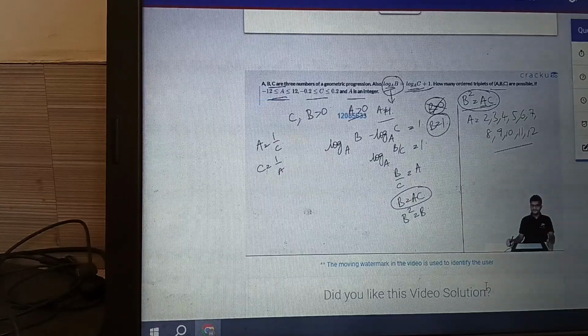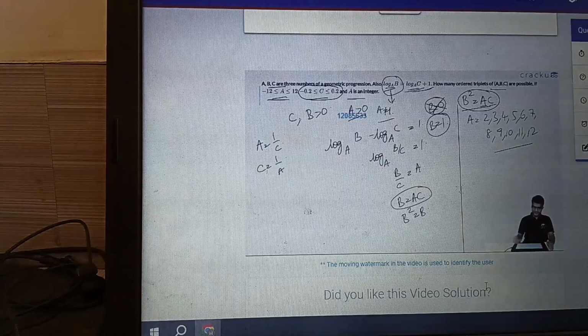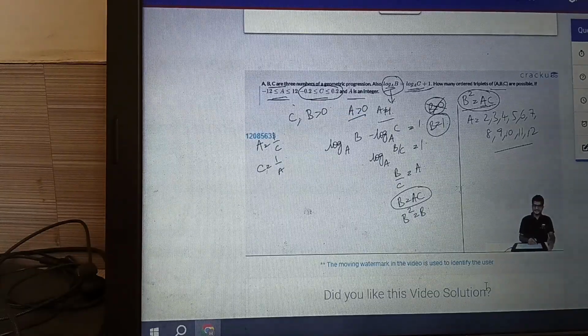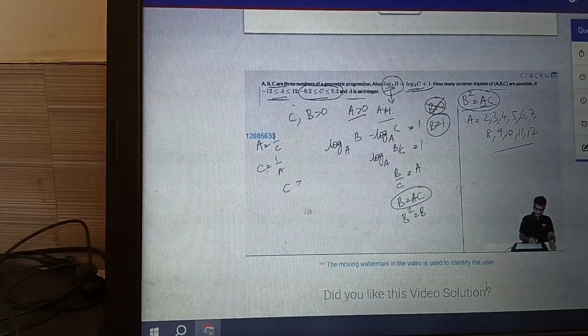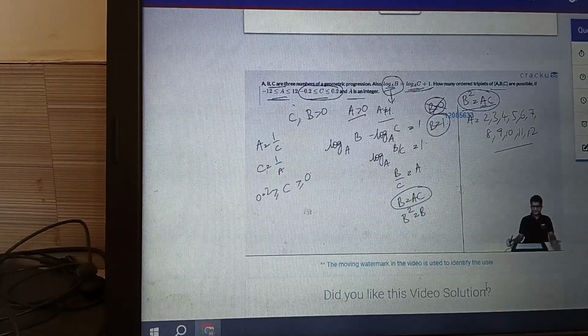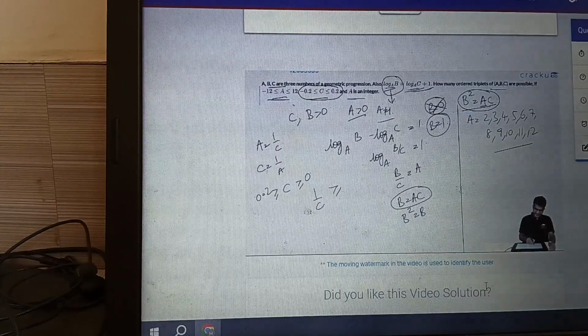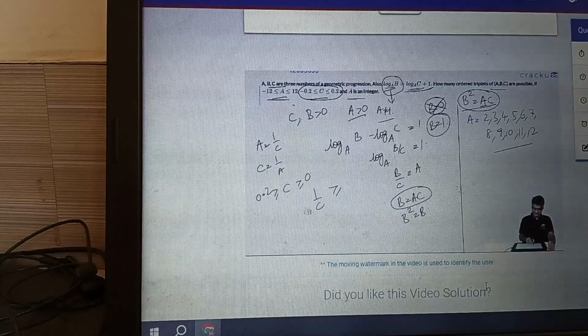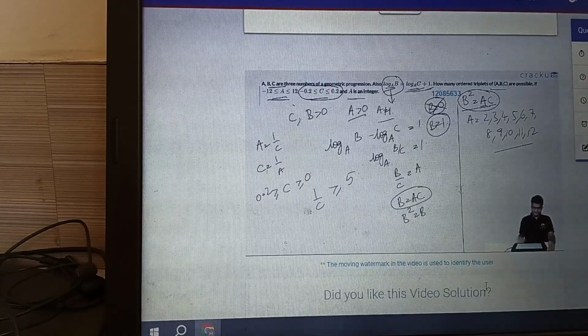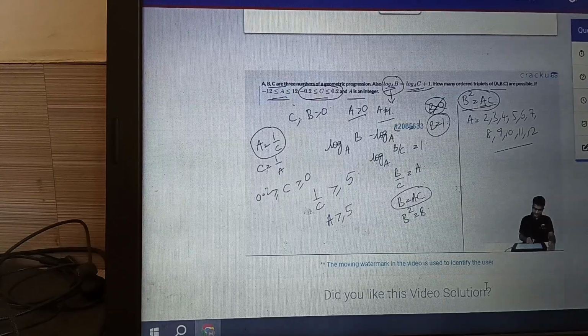What is the range of C? C lies between minus 0.2 and plus 0.2. C has to be greater than 0. So essentially C is lying between 0 and 0.2. So what is the range for 1 by C? 1 by C is essentially greater than or equal to 1 by 0.2, which is 5. 1 by C is the value of A. So we want A to be greater than or equal to 5.